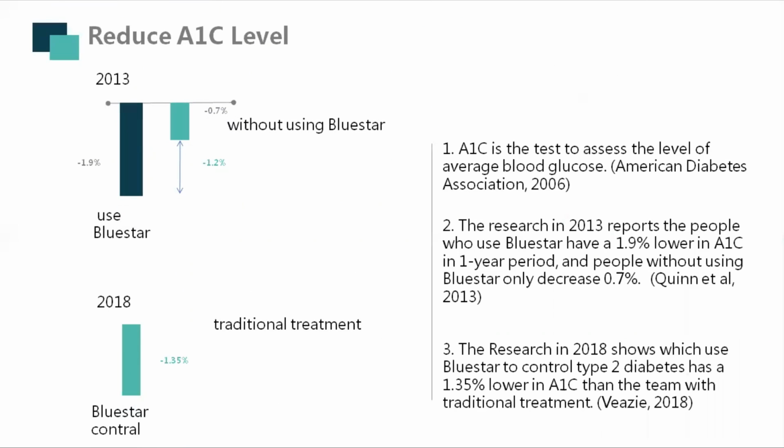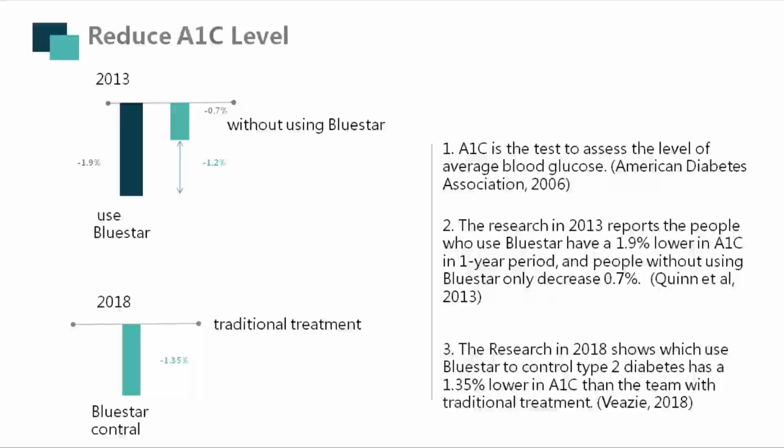So first, the application of Bluestar obviously decreases the level of A1C index. The A1C is a very important indicator to assess the level of average blood glucose, and for people with diabetes, the lower A1C indicates the better control and treatment of diabetes. So according to the research in 2013, people who use Bluestar can decrease the average level of the A1C by 1.9%, and people without using Bluestar or just using the traditional care can only decrease it by 0.7%, and the 1.2% difference is shown. So it can prove that the Bluestar can effectively decrease the level of A1C.